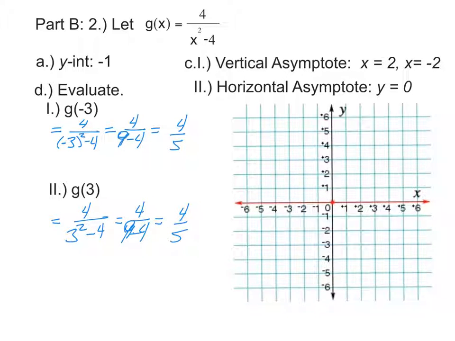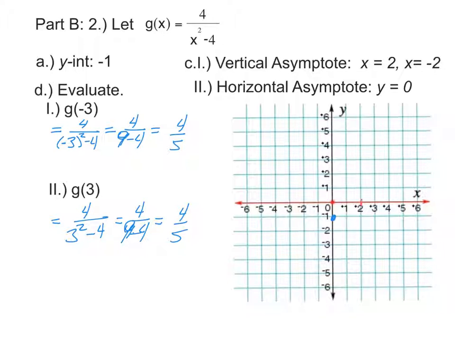So go back through from part A through part D and let each part help you. First of all, part A says the y-intercept is at negative 1. So I'm going to plot a point right there. Skip over part B because in part C we have the vertical and horizontal asymptotes. Remember, with the vertical asymptotes we have two of them. One of them is at x equals 2.